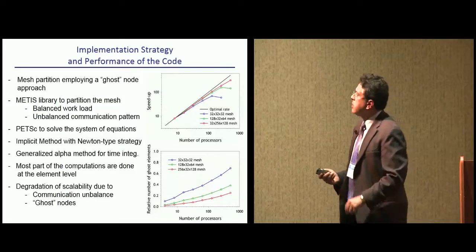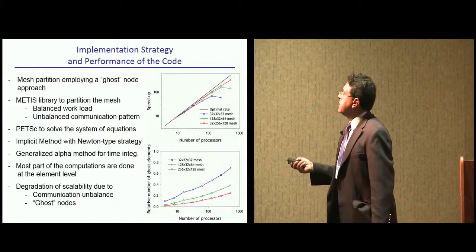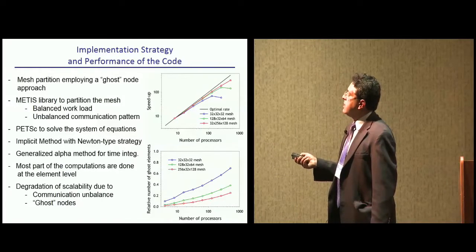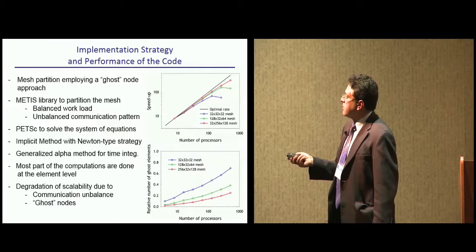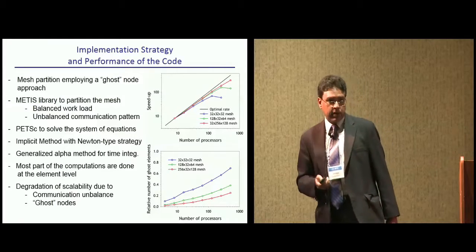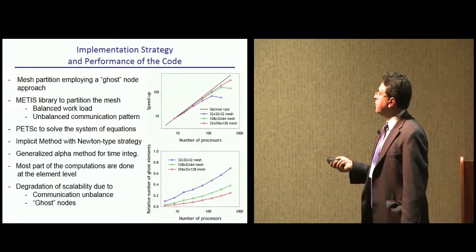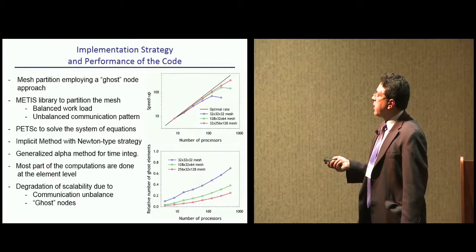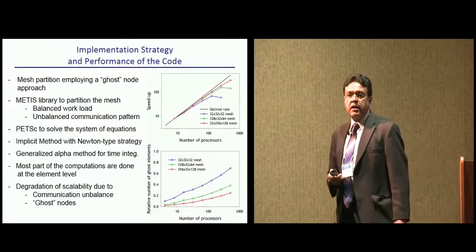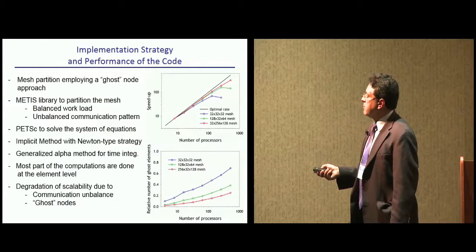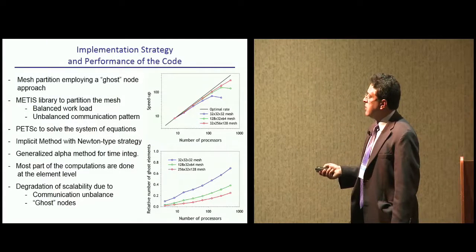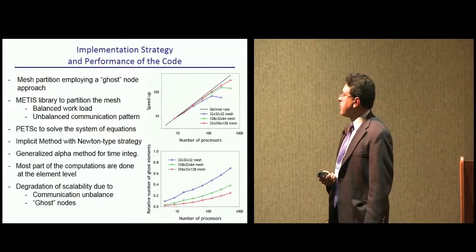Now, a little bit about the code. We use mesh partitioning using the ghost node technique, and the Metis library to partition the system. We get balanced load, but this is still an issue that we are confronted with: unbalanced communication patterns that we are still trying to improve. PETSc is used to solve the system of equations. As I mentioned, these systems have borderline stability, so we have developed implicit methods, and we use a Newton type strategy to solve it, and the generalized alpha method to solve this time-dependent system of equations.